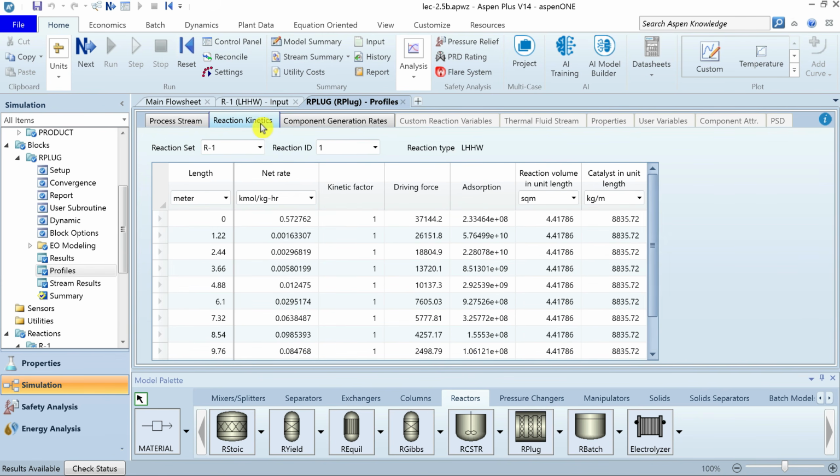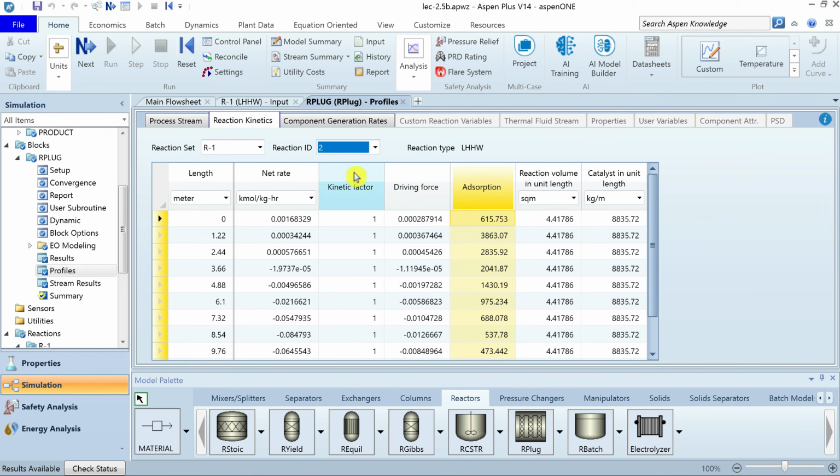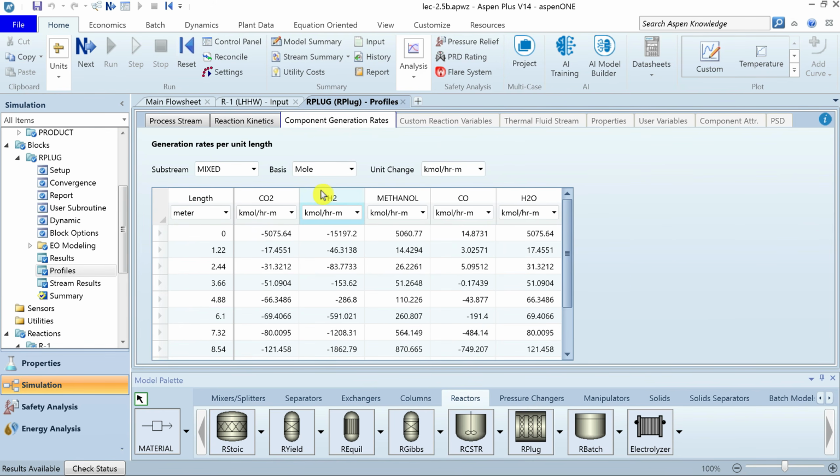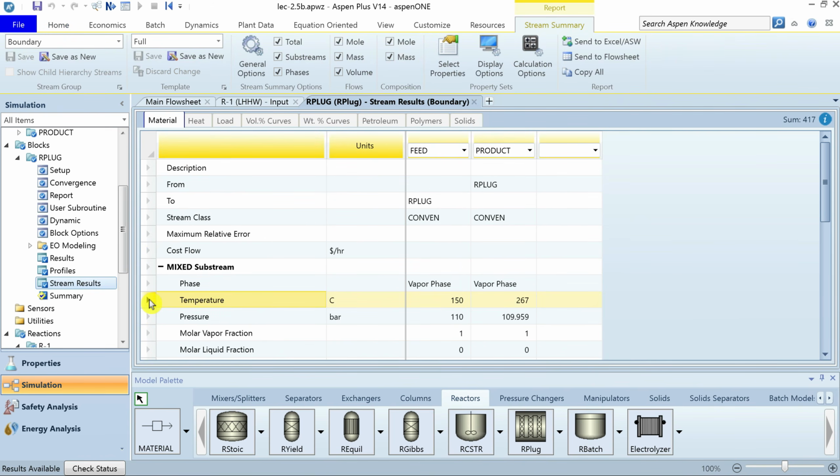Let's have a look on the reaction kinetics. The net reaction rate is given. Driving force and adsorption terms are also provided for reaction 1 as well as for reaction 2. Component generation rates are also displayed, where the generation rates in terms of kilomoles per hour per meter length of the reactor are given. Let's have a look on the stream results. You can notice feed and product temperatures, pressure. So using default parameters and Ergun equation, only a slight temperature drop is calculated. The reaction phase is vapor.